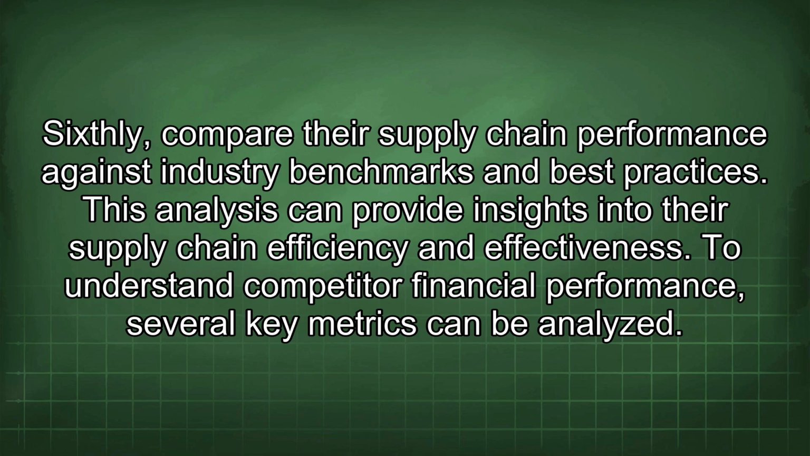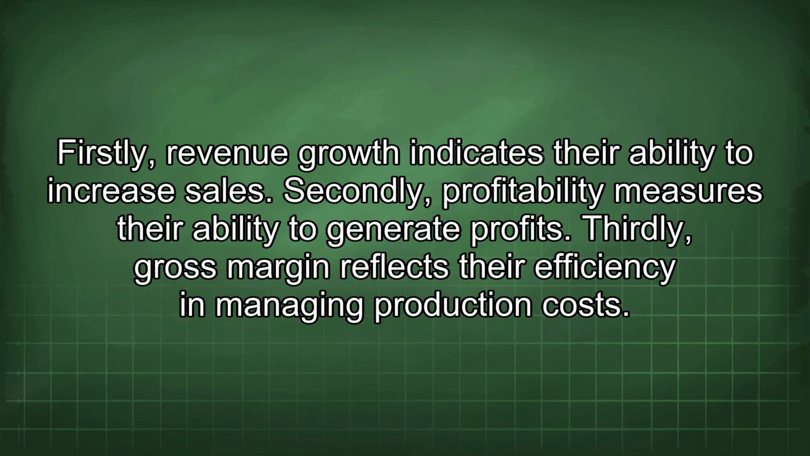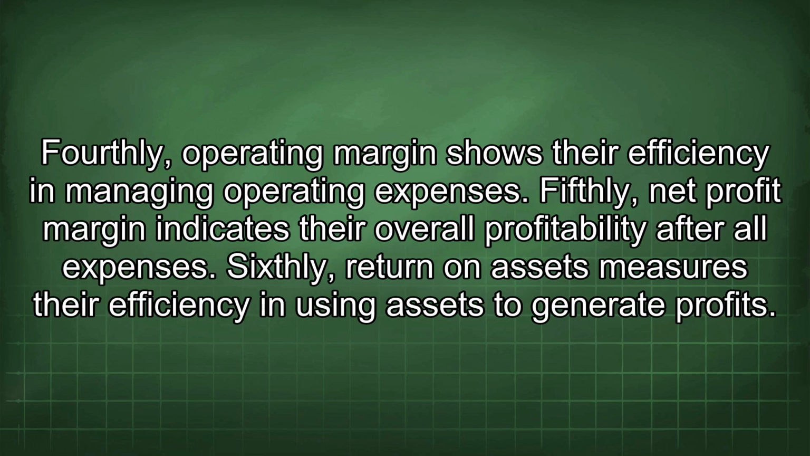To understand competitor financial performance, several key metrics can be analyzed. Firstly, revenue growth indicates their ability to increase sales. Secondly, profitability measures their ability to generate profits. Thirdly, gross margin reflects their efficiency in managing production costs. Fourthly, operating margin shows their efficiency in managing operating expenses. Fifthly, net profit margin indicates their overall profitability after all expenses.